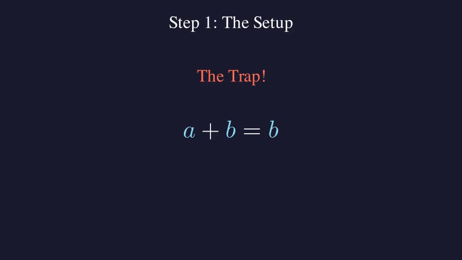Since we defined a to be equal to b at the very beginning, we can substitute a for b. This changes the equation to b plus b equals b, or simply 2b equals b. If we divide by b, we arrive at the false conclusion that 2 equals 1. So, how do we avoid this trap?